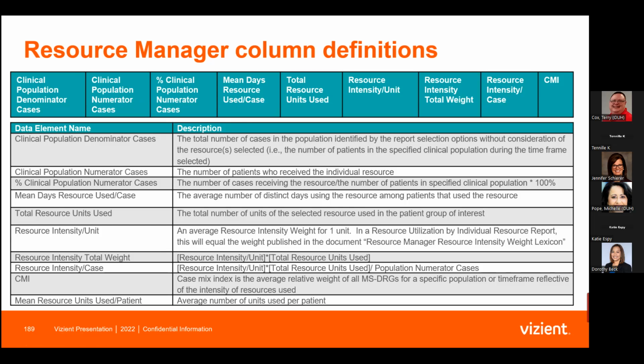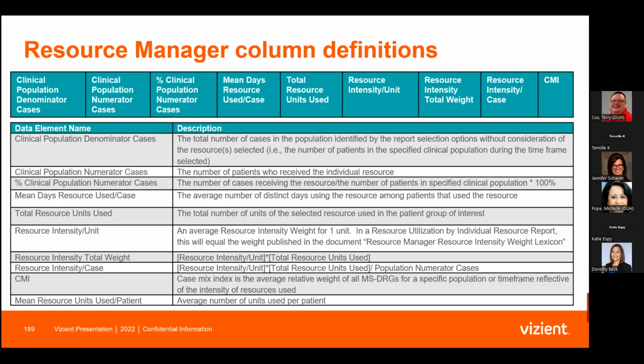Once you start using resource manager and running resource utilization, it basically crosswalks you to all of those column headers to know what those definitions are that you're seeing in that output. And if you're benchmarking, make sure you're looking at that percent clinical population numerator cases. That's a benchmarkable unit because you're looking at the rate rather than the numbers.